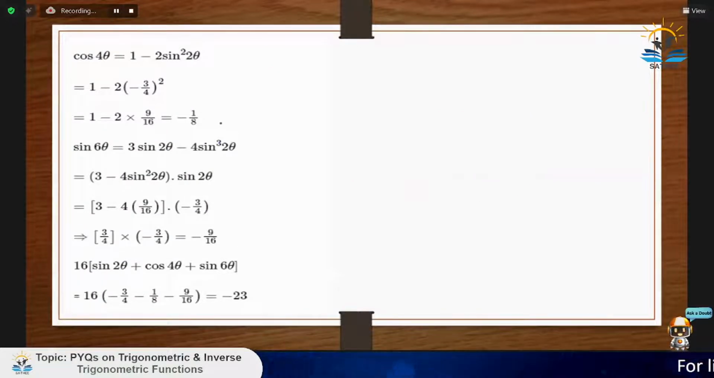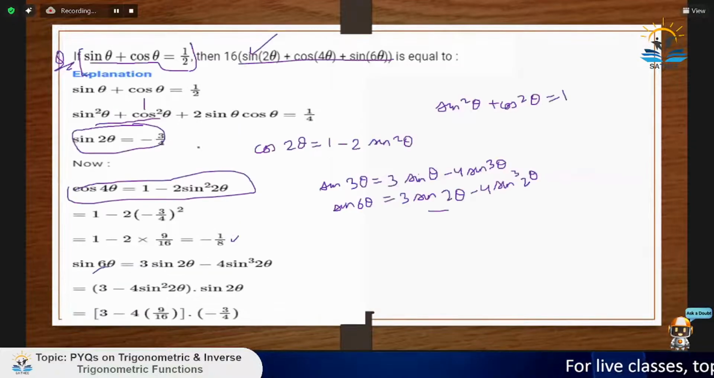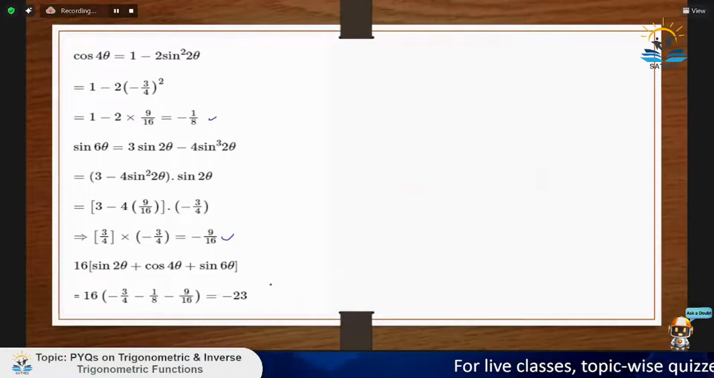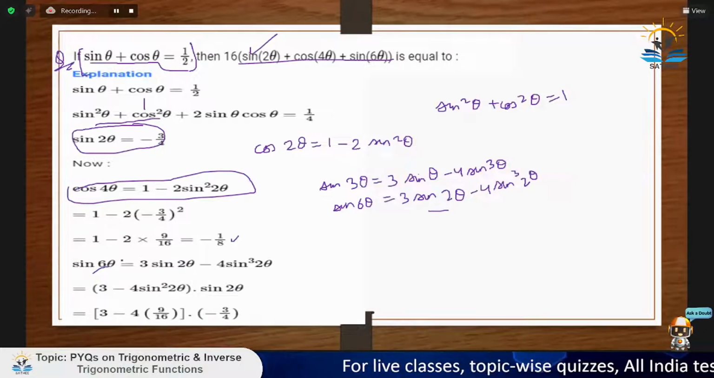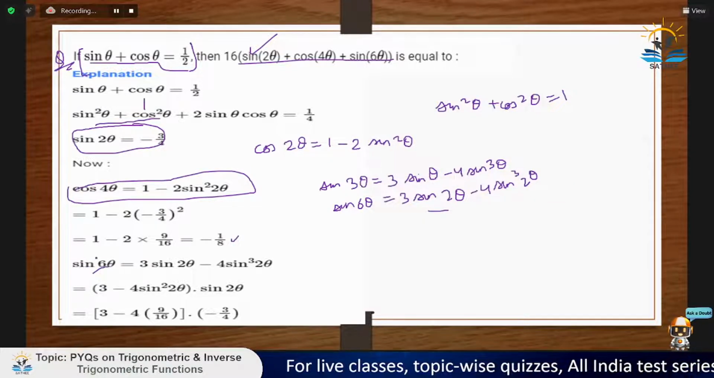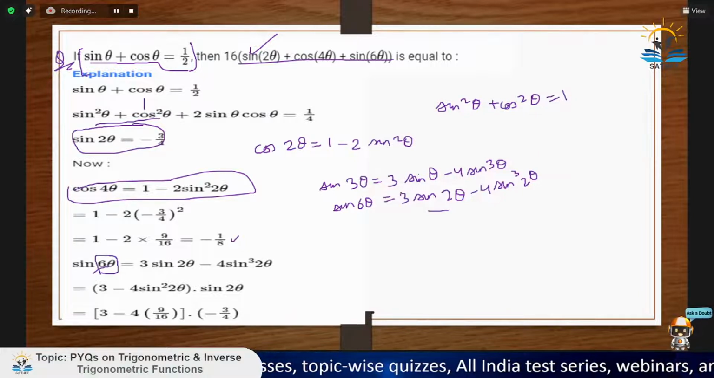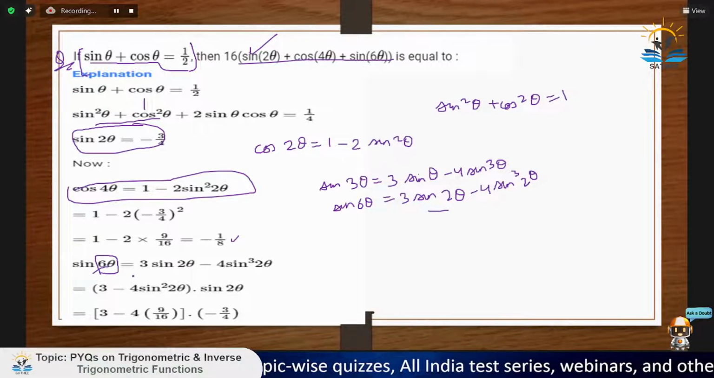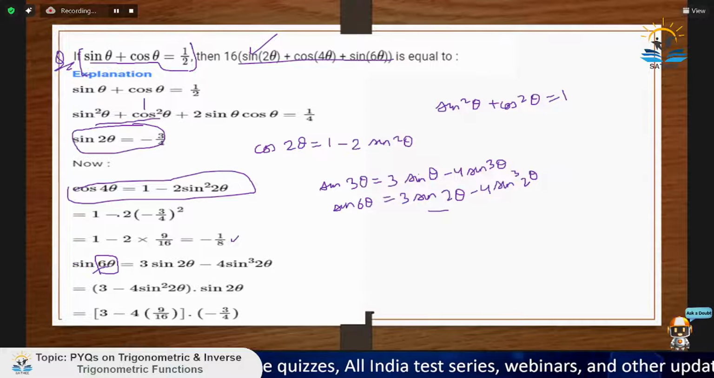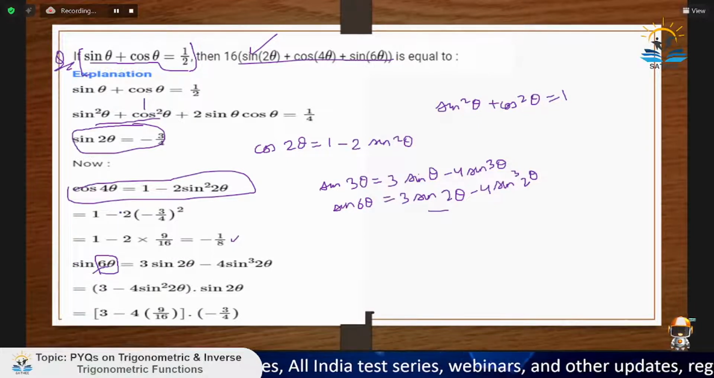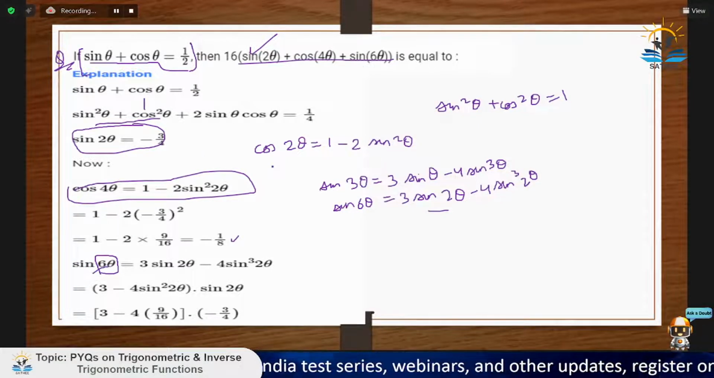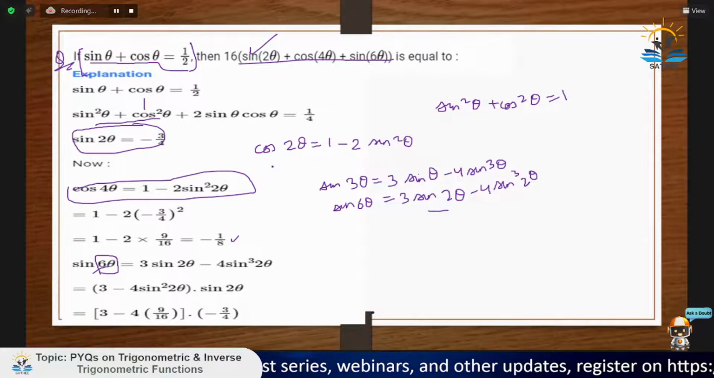So cos 4 theta is minus 1 by 8, sine 6 theta is minus 9 by 16, and now you just need to put in the values since you have calculated them, and you will get the final answer as minus 23. Very simple question. You just need to be aware of these formulas, and for calculating 6 theta, you need to be aware that you need to take theta equal to 2 theta, then only you can calculate the value for this expression. Okay, so this was a nice question in terms of formula. So I hope you understood it.